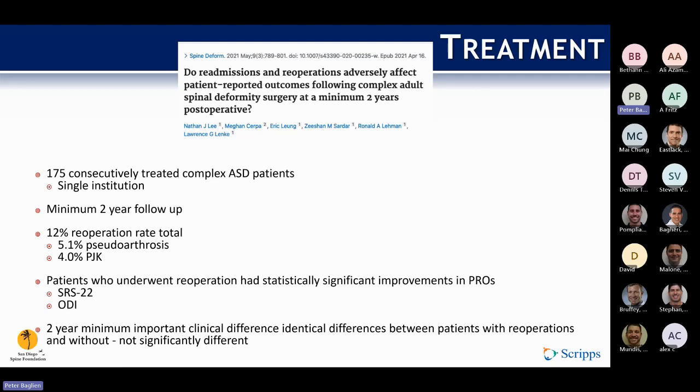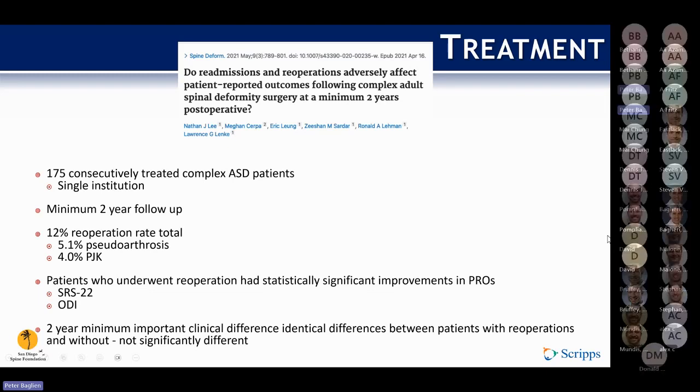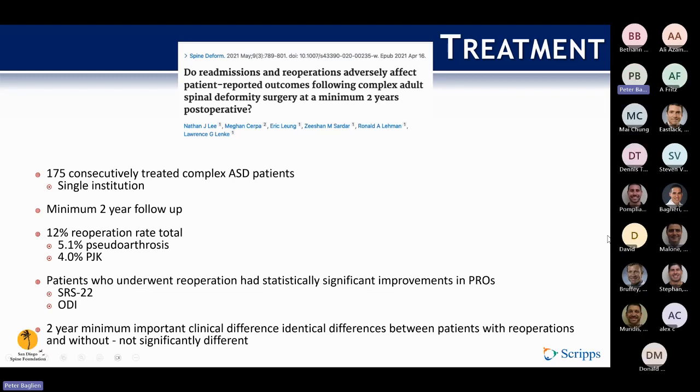that these patients had statistically significant improvement in their SRS-22 and ODI scores, and that a 2-year minimum important clinical difference between patients with reoperations and without was not statistically different. So if these patients had never had to undergo a second surgery, they were not significantly different than the cohort of patients that did have to undergo or did not have to undergo a second surgery. So I think as long as they eventually reach fusion, they will do pretty well. And I think that's important to help be able to counsel patients on as well.